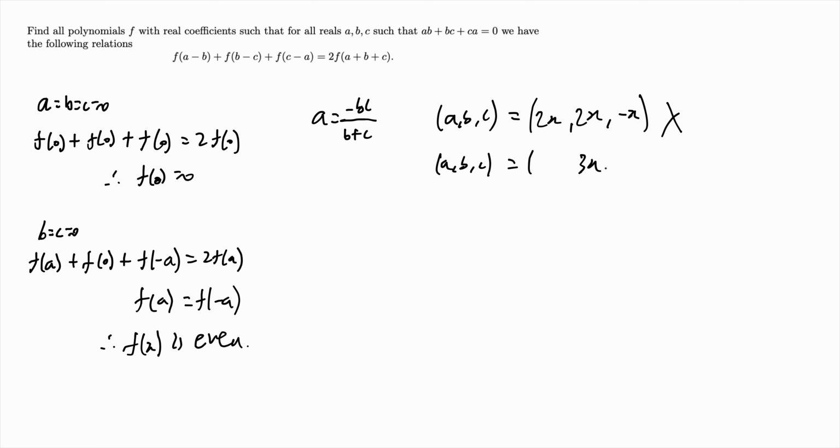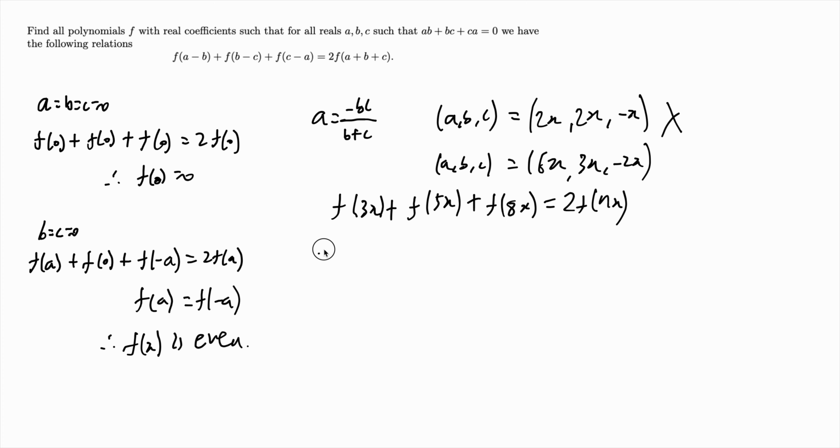The second case: because we did 2 and negative 1, why don't we try 3x and negative 2x? Then obviously a should be 6x. Then let's substitute it. We have f(3x) plus f(5x) plus f(8x), oh, negative 8x, but anyways, f(x) is even. We can write it as f(x) equals 2 times f, adding them, we have 7x.